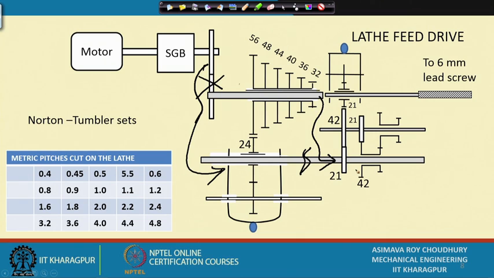So, this way we can cut metric threads, we can cut different ascending order of metric threads, we can have multiples and submultiples of metric threads for the system of 2, 4, 8, and we can also cut threads per inch in the inch system.